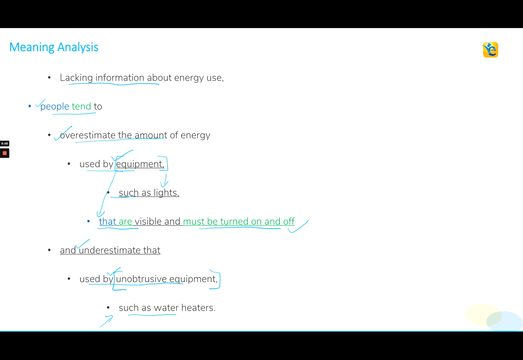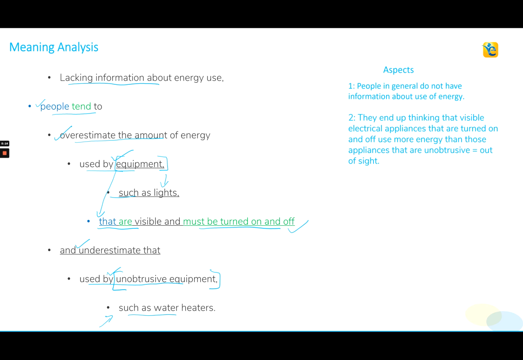Okay, so with that side note, let's sum up what the sentence is trying to say. It is saying that people in general do not have much information about use of energy, and they end up thinking that visible electrical appliances that are turned on and off use more energy than those appliances that are unobtrusive or out of sight. So basically they think that the visible appliances take more energy and the out of sight appliances use less energy.